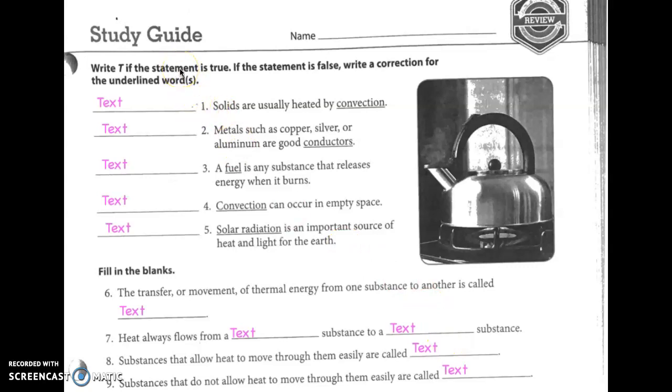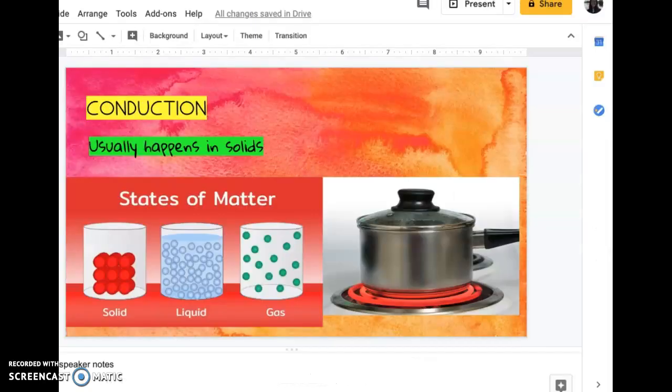Write T if the statement is true. If the statement is false, write a correction for the underlined words. Great. Number 1, true or false? Solids are usually heated by convection. What do you write? It's false. It's not convection, it's conduction.